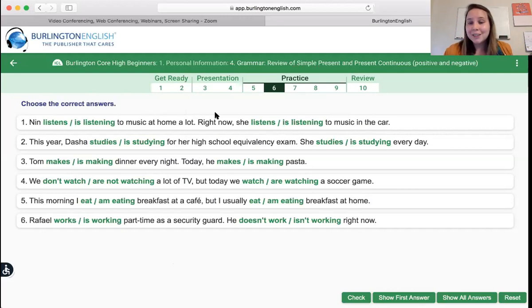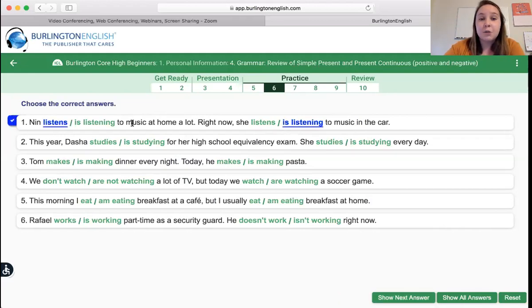All right, if you're finished, great. If not, pause the video, give yourself as much time as you want. All right, so number 1, Nin listens to music at home a lot. It's something she does regularly. Right now, she is listening to music in the car. So it's something that she is doing right now.